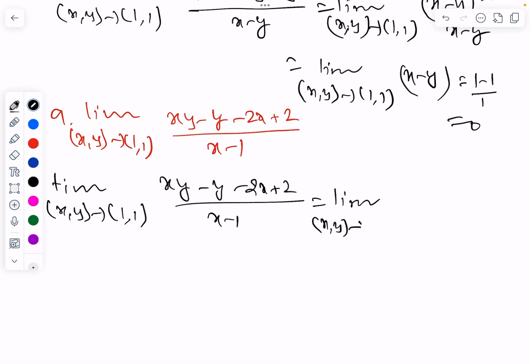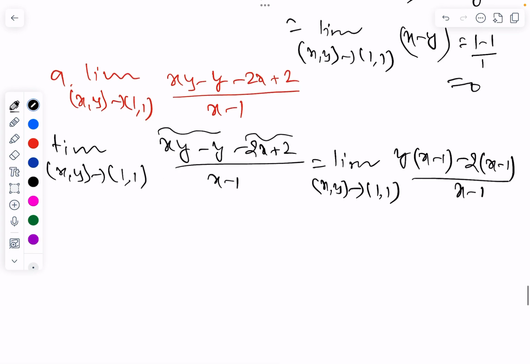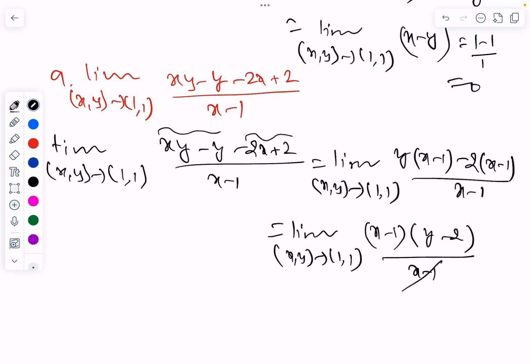We can factorize this. So this y we can take it outside, we have x minus 1. From here we take minus 2 outside, we have x minus 1. So this is limit xy tends to 1, 1, one bracket x minus 1, another bracket y minus 2, over x minus 1. These two cancel, and y tends to 1. So the answer is minus 1.